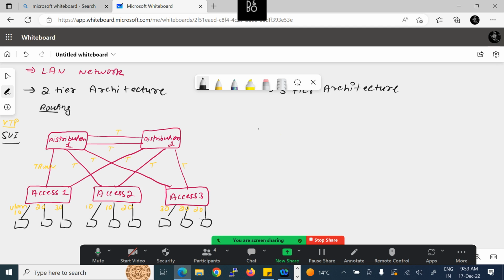Then I want to assign IP addresses dynamically to all of these users. So what I will be doing, I will be having a DHCP server in the network as well. So I have to set up a DHCP server, and I can configure the distribution layer switches as DHCP servers as well. For that, we just have to create a DHCP pool on distribution 1 and on distribution 2. So I will be configuring DHCP here.